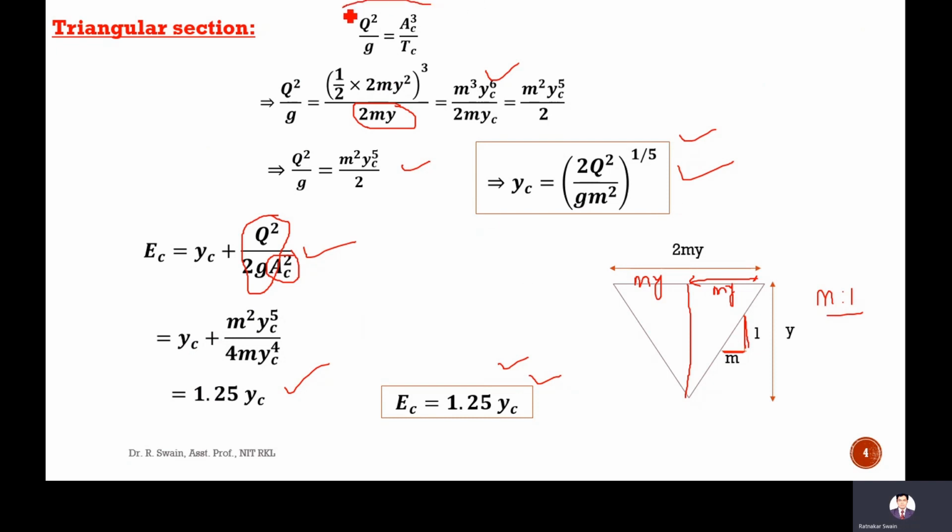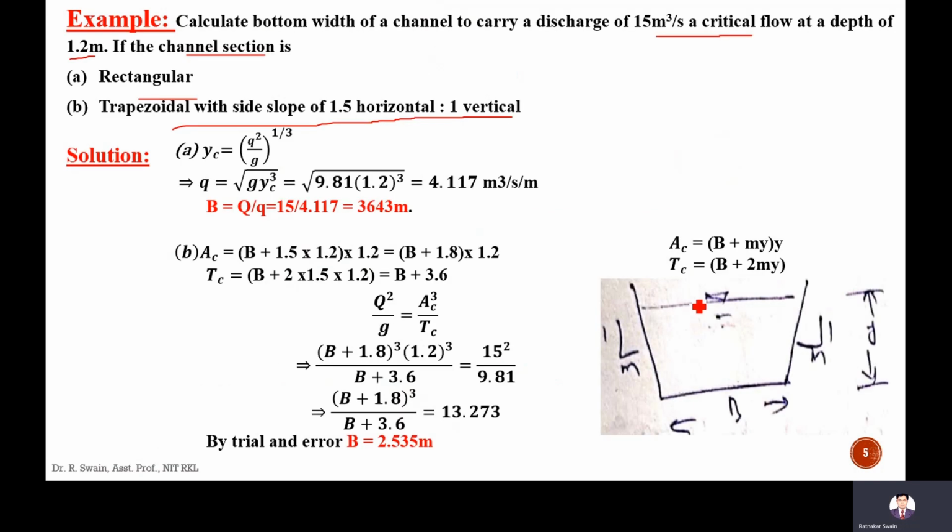That's why if you use this critical condition, which is the general equation for any shape of the channel, you can get the Yc or Ec. Therefore, I am directly coming to the trapezoidal section. So for the rectangular section in this question, first Yc equals (q²/g)^(1/3). That direct formula you can put, q you can calculate. And B is Q by small q, because small q is the discharge per unit width. So this bed width you can calculate.